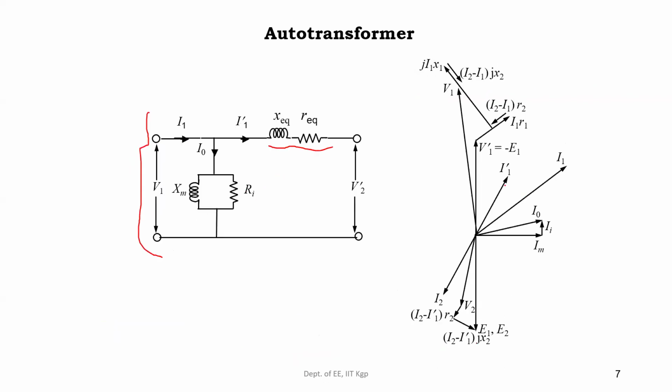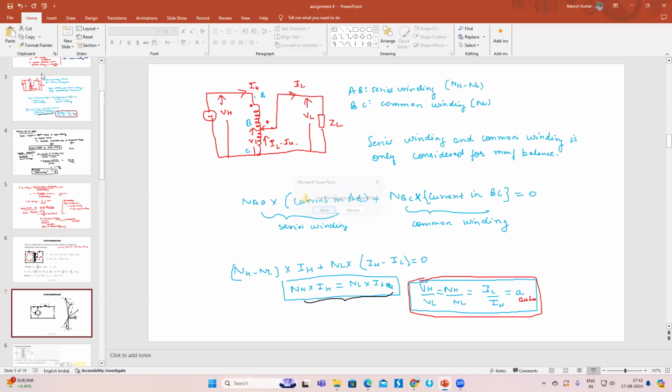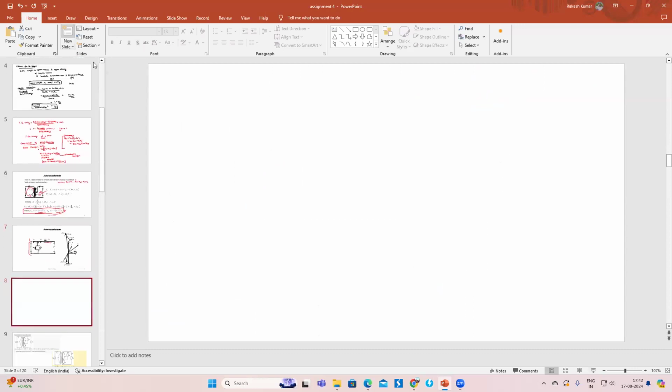If you draw the phasor diagram, you can draw it in a similar way, and you can get the expressions. Okay, now what I'll do is I'll write some of the common points in the auto transformer in bullet form, and then we will see the questions one by one. So let me write some points regarding this auto transformer.